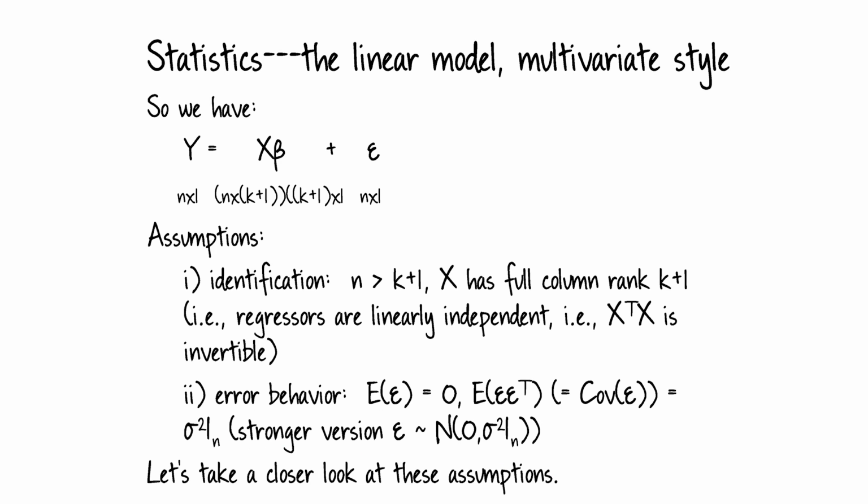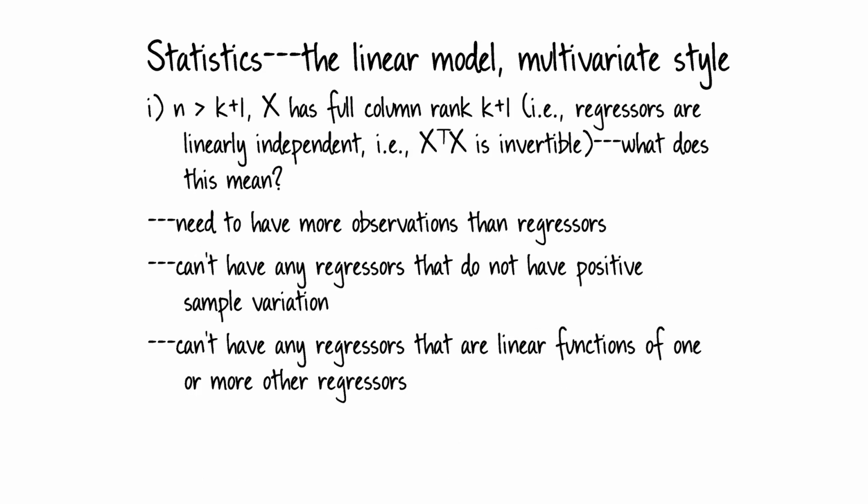Let's take a closer look at these assumptions. Assumption 1, the identification assumption: what exactly does this mean? Well, we need to have more observations than regressors. That shouldn't come as a surprise, especially if we think about the bivariate model. We have one regressor, and you have to have at least 2 observations, or else you can't draw a line. So this just generalizes that to higher dimensions.